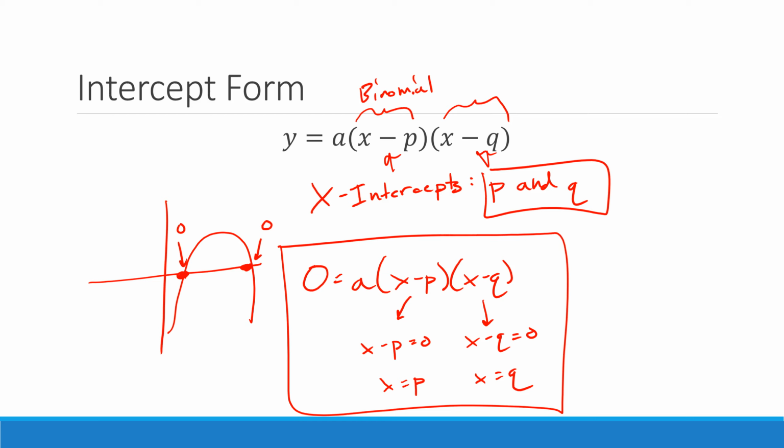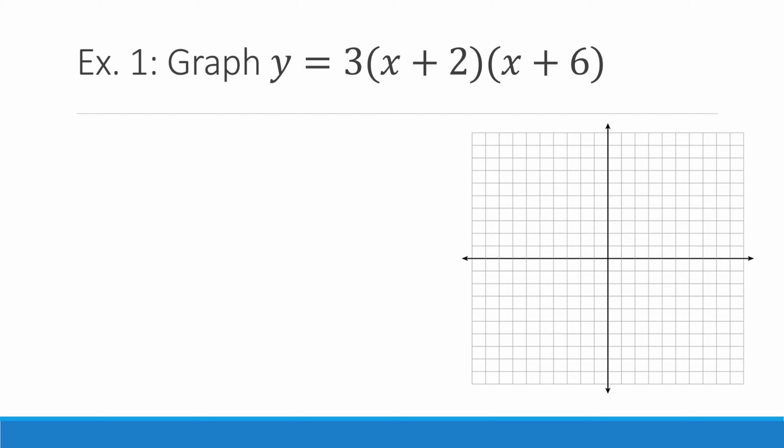So let's take a look at how that looks in a problem. Here we have y equals 3 times x plus 2 and x plus 6. Remember that intercept form was a times x minus p and x minus q. So since I have the minus signs there, the intercepts are going to kind of be the opposite of what I see here. So my x-intercepts are going to be -2 and -6. In the immortal words of Mr. Dusty Smith, binomials lie. The binomials typically do the opposite of what we want them to, and that's because I have these minus signs here.